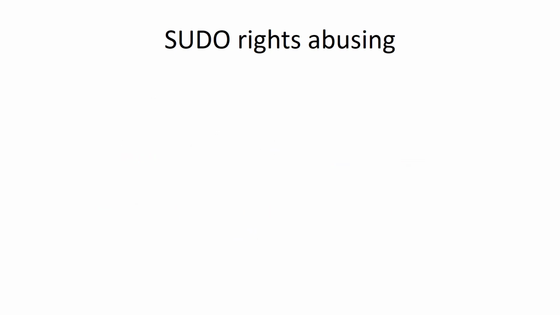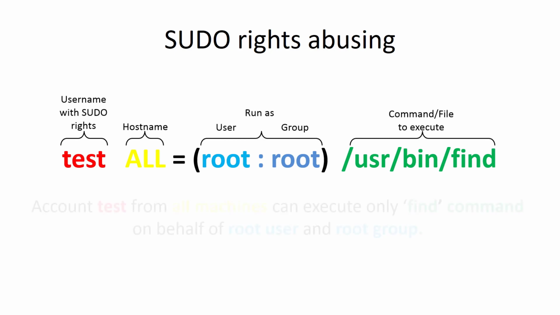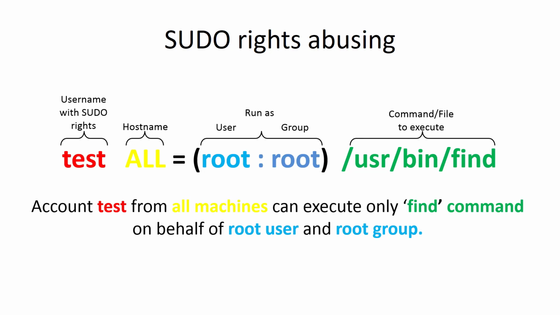Let's review another example. This time we can see that user task can execute only one command, and this command is find. Besides, he can run the command only as root on any machine. You can define a list of commands and create flexible privileges for different users and groups.